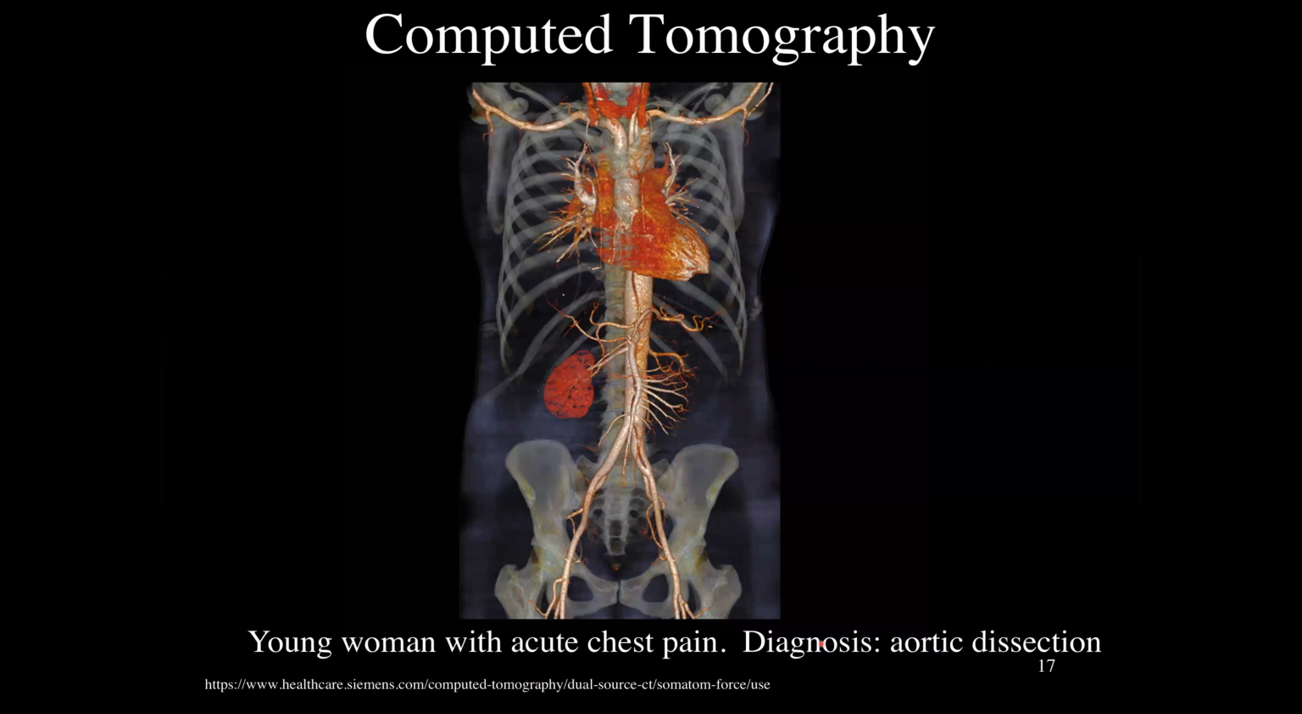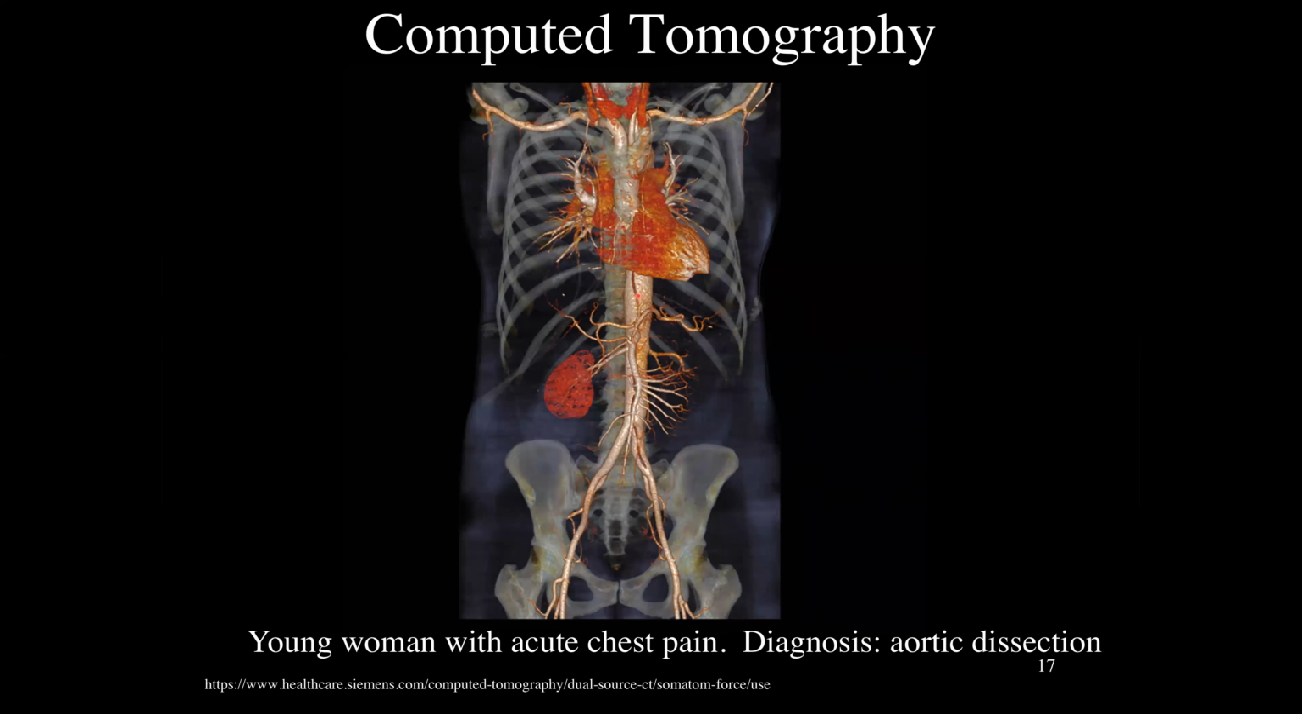Here's somebody, a young woman in her 20s, who comes in with acute chest pain, right? That could be anything. Is it her coronaries? Is it an infection in her lung? Is it, you know, indigestion? What's going on here? Put her on the table and you look, and this is one of those scans where you had to push the patient through the scanner while continuously rotating.